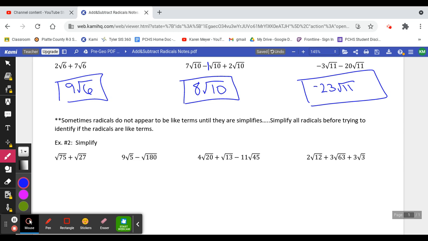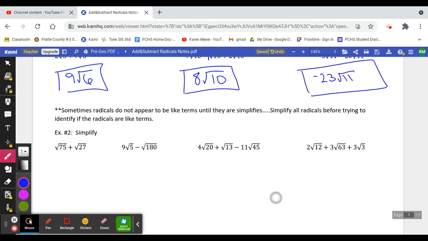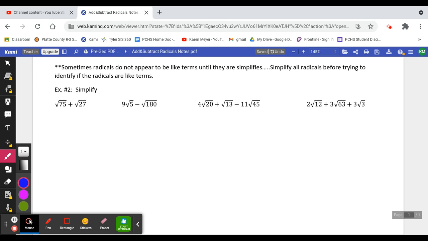All right. Now, sometimes they're not going to quite be as lucky. So sometimes the radical or square roots do not appear to be like terms. But that's deceiving because if you simplify them down like we did in the lesson before, then you might notice, hey, they do really have the same number under the root. So on my first one, the square root of 75 plus the square root of 27. 75 and 27 are not the same, but I can do a factor tree for each one of these numbers.